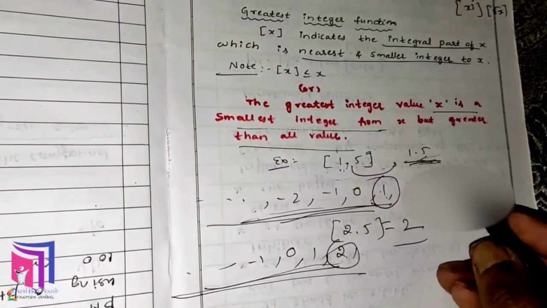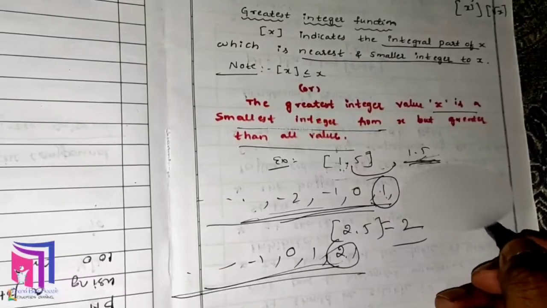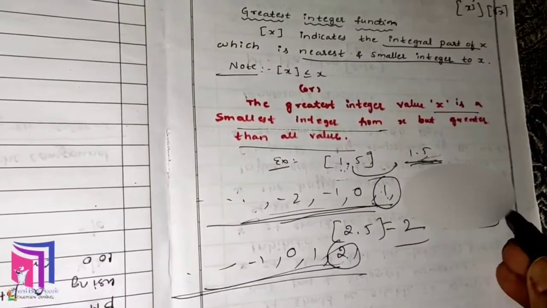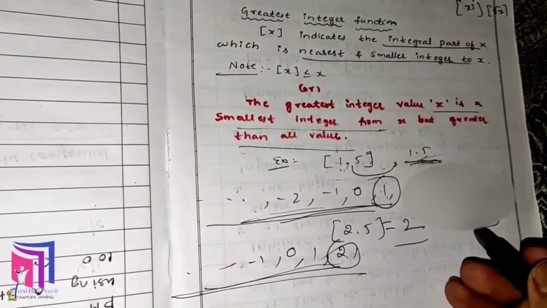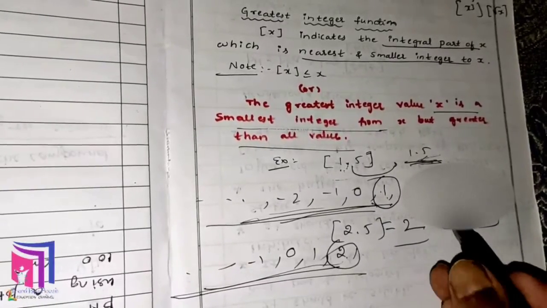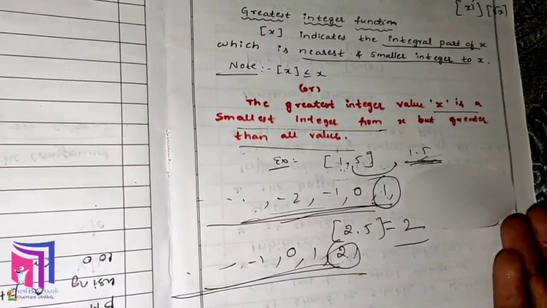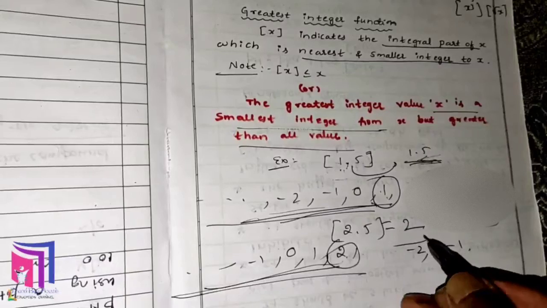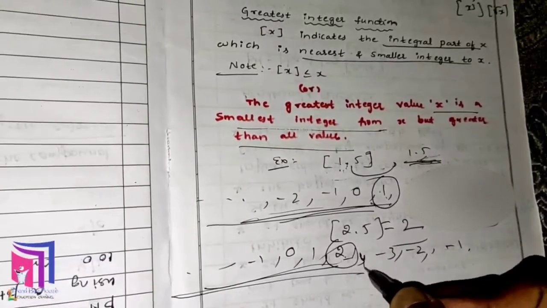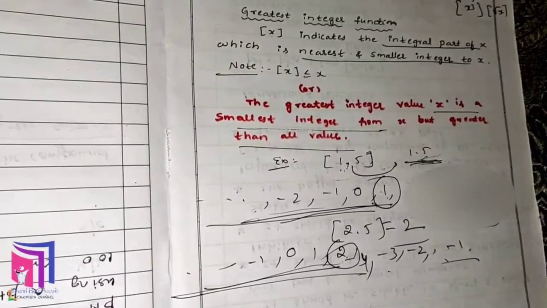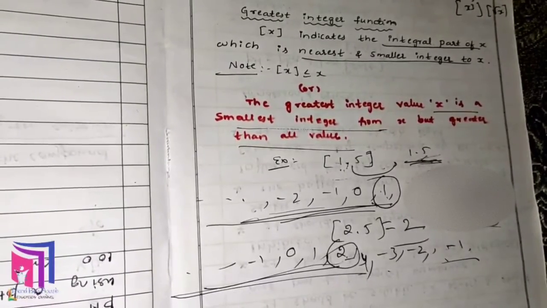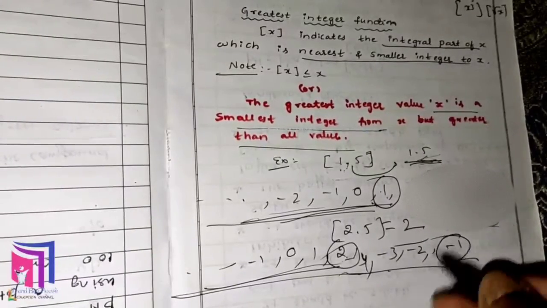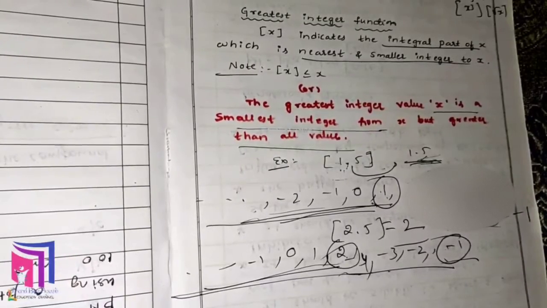What is the greatest integer of -1.99? What is the answer? Tell me. What are the smaller integers of -1.99? Here -1, -2, -3, -4 are all nearest and smaller integers to -1.99. Among all these integers, -1 is the greatest. Here the answer is -1.